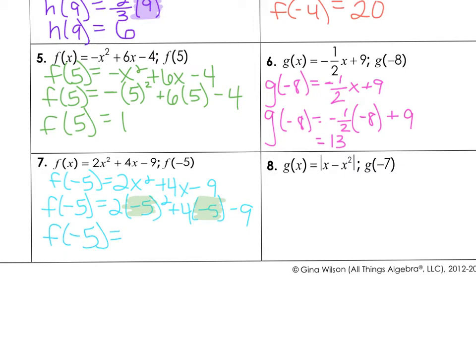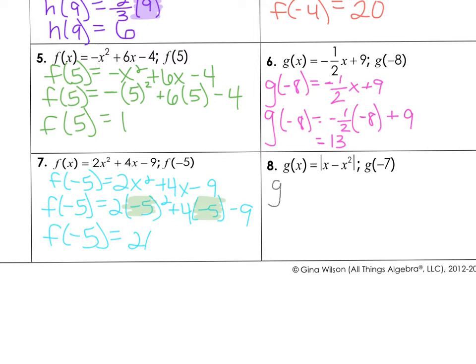And hopefully you're getting 21. Now, 8 looks a little crazy. It says g of x equals the absolute value of x minus x squared, and find g of -7. So even though there is something new there, I'm still going to follow the same step.